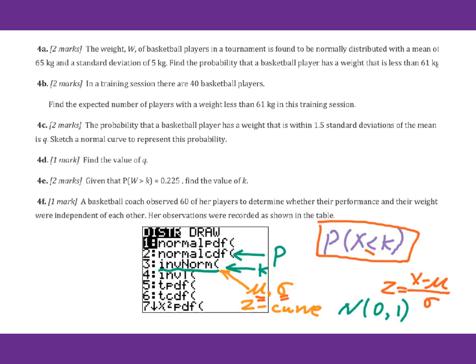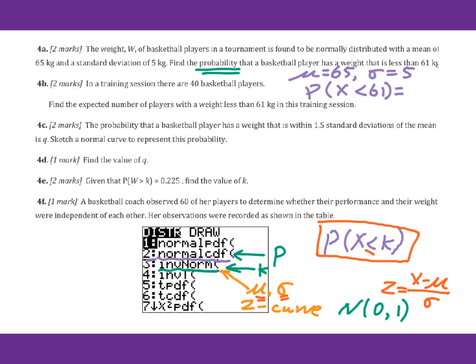Therefore, for 4a, we're looking for the probability. You have to use this normal continuous data frequency. That's number 2. We have mean equals 65 and standard deviation equals 5. For the probability, I'm looking for less than 61.